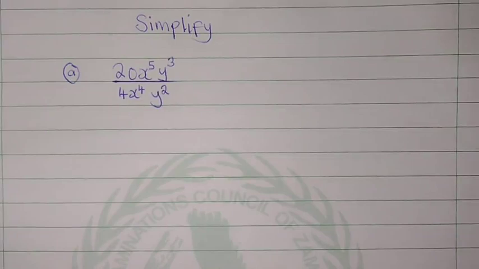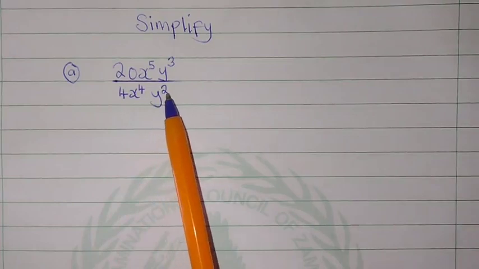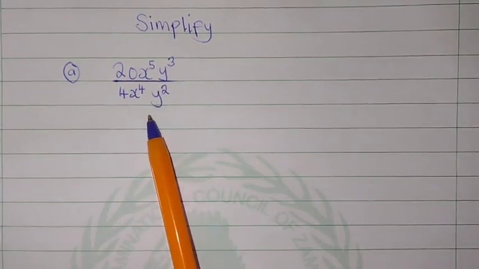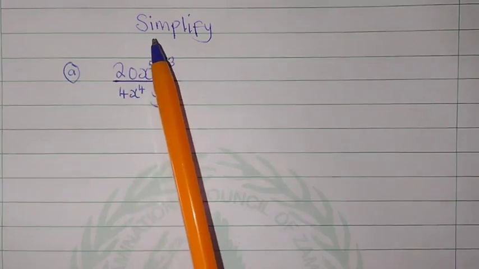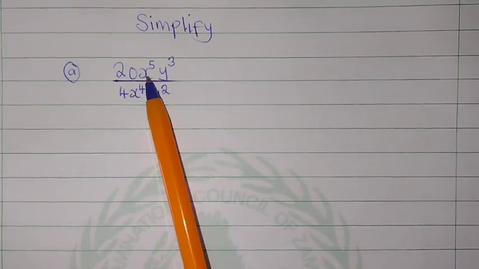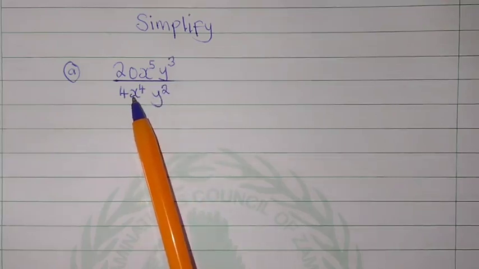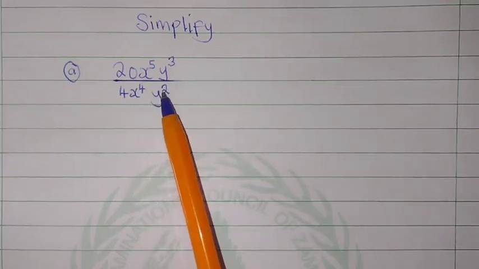So in this presentation, we are still answering questions coming from the topic algebra. We are going to see how we can simplify algebraic expressions in this form. Okay. So we have our question here, simplify. So A, we have 20x power 5 y power 3 divided by 4x power 4 y power 2.